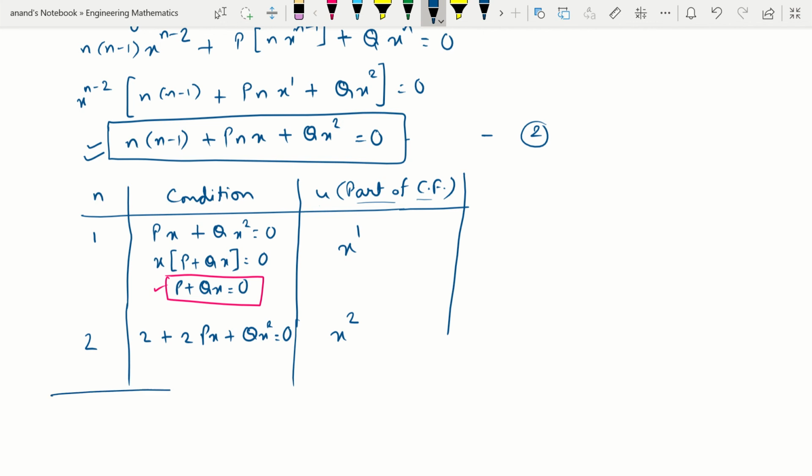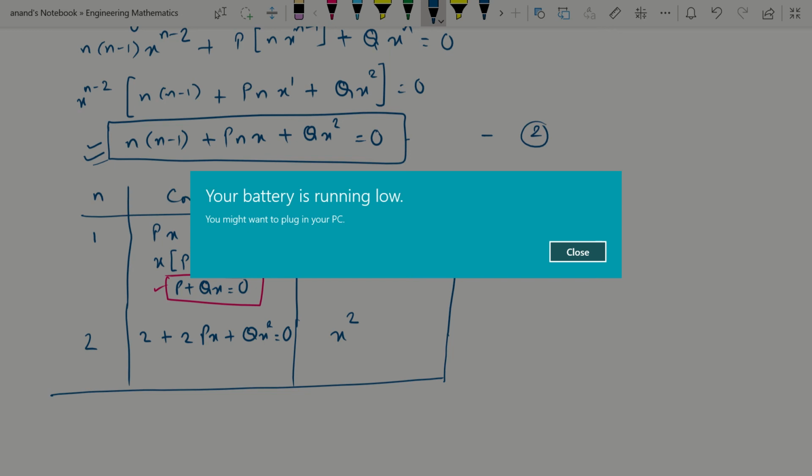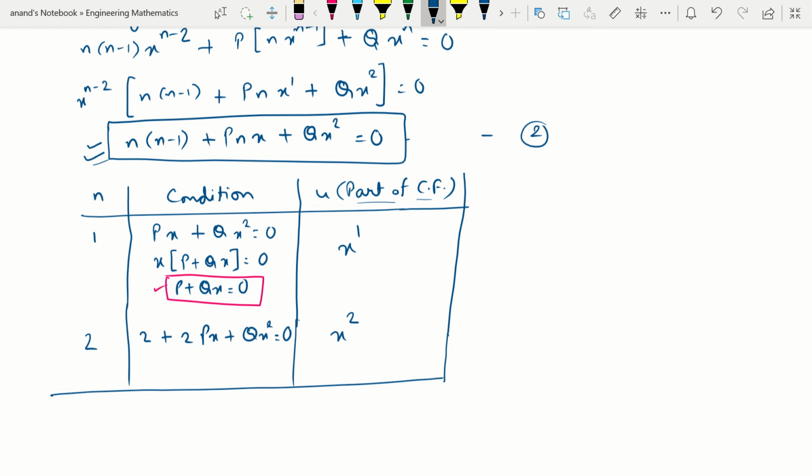So on the basis of this condition also, and that condition depends basically on the form of the quotient, and on the basis of the quotient we can determine which condition is to be applied and how to find the part of the complementary function.